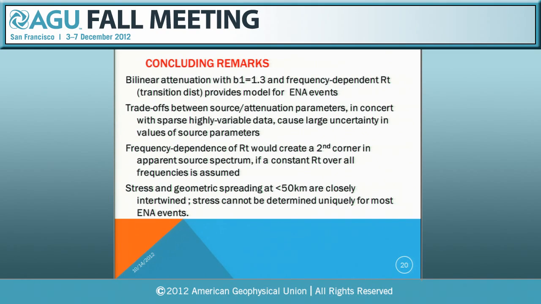What I conclude is that there are just so many trade-offs between the source and the attenuation parameters that those act together with the sparseness of the data to create very large uncertainties in what the values of source parameters actually are. And one of the consequences of that is that the stress and the geometric spreading at close distances are really closely intertwined, and we can't actually determine the stress drop uniquely for most events in the East. Thank you.